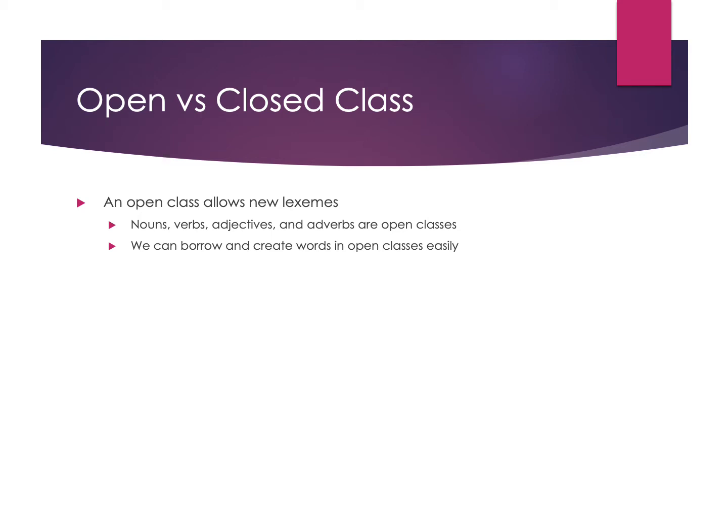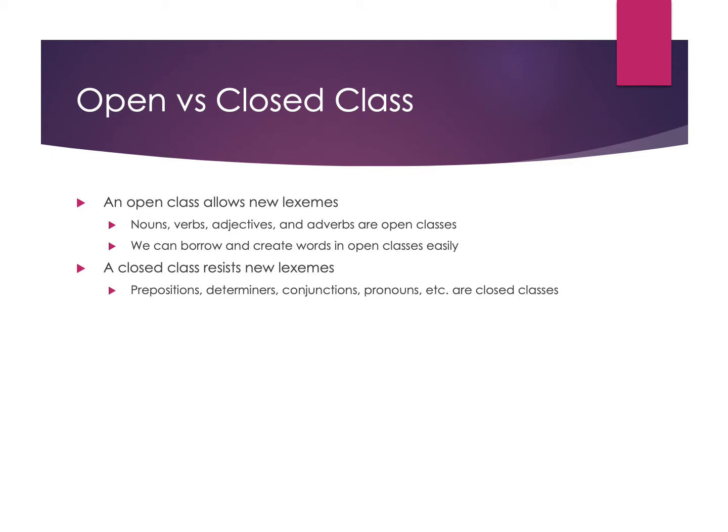And these are words that we can also more easily borrow into a language. So we can find out a concept from another language, like moose, for instance, and we can easily borrow that into the language when it's an open class of words. A closed class, on the other hand, tends to resist new lexemes.